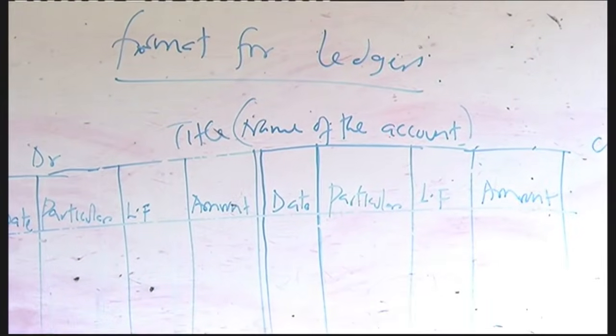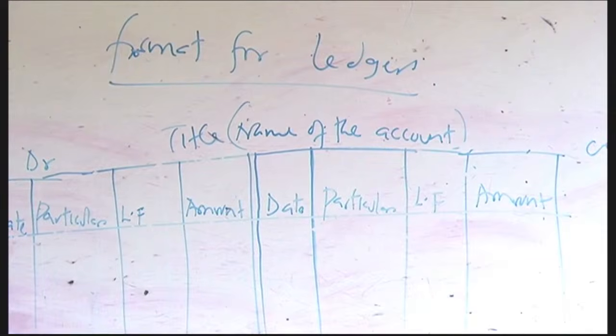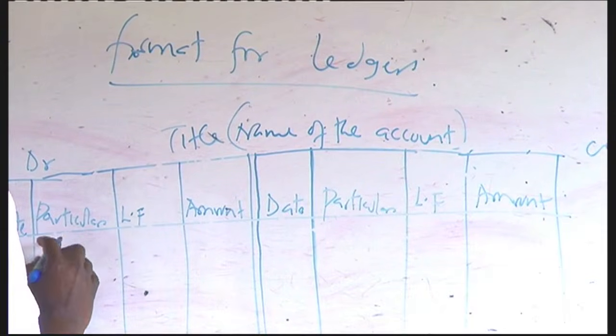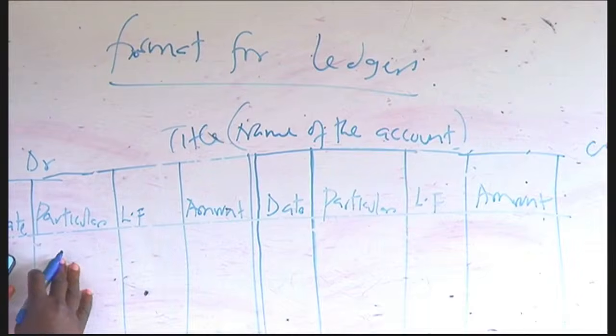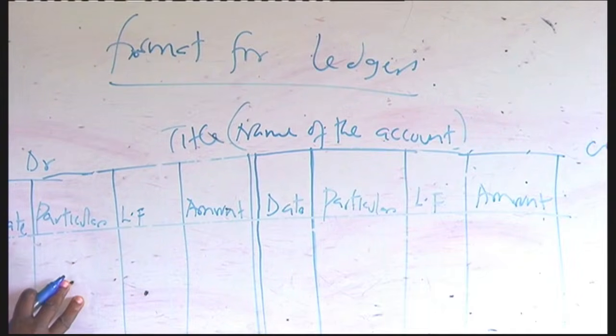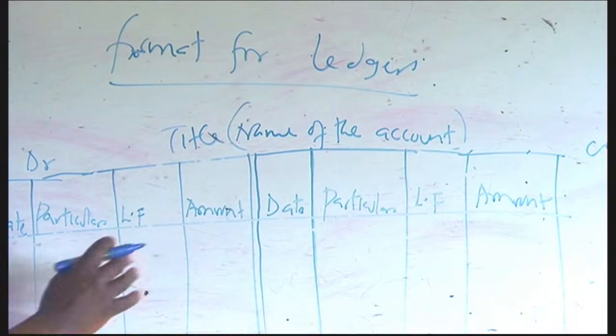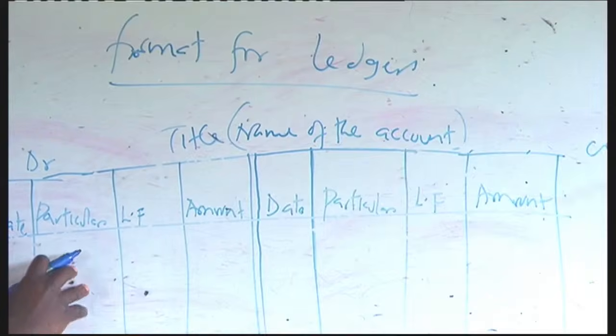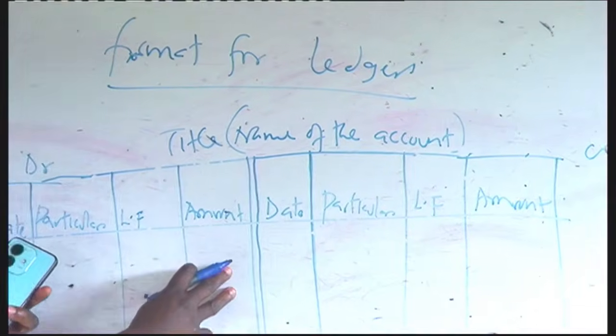Now the date, you write the date when the transaction occurred, and particulars, whatever has affected that account. For example, if money is deposited in the bank, then we say where it is from. If it is from cash, then we'll say that money has gotten into the bank in form of cash. So we'll have cash here, and the amount will be written here.